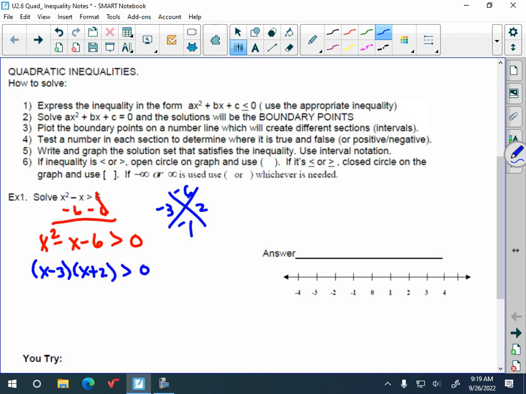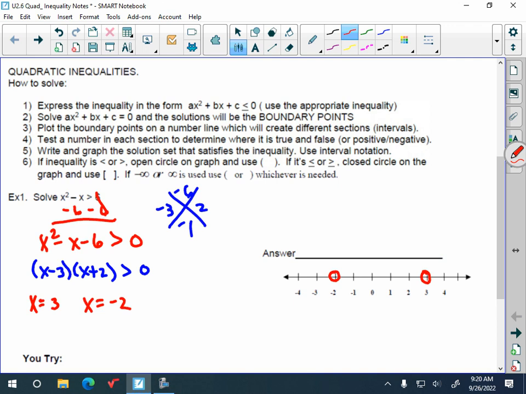Then we can set those equal to 0 and solve. We're going to get x is equal to 3 and x equals negative 2. These are our boundary points on our number line. The next thing we're going to do is go to our number line, and we have to look at the inequality to see if there's an equal sign or not. Since this inequality does not have an equal sign, these two numbers are going to be graphed on the number line with open circles. Both of them will have open circles, so negative 2, open circle, and positive 3.